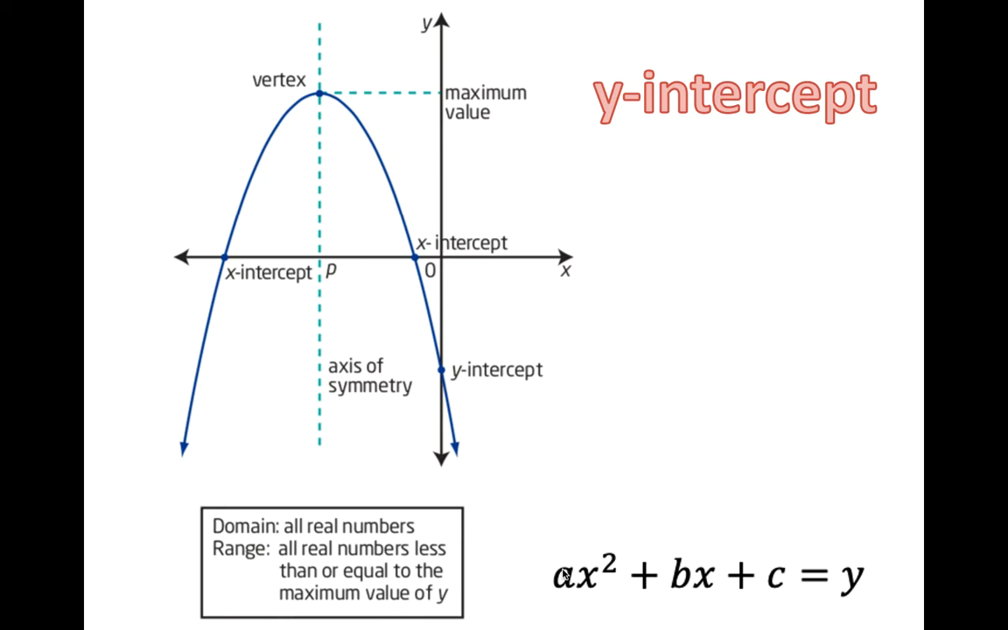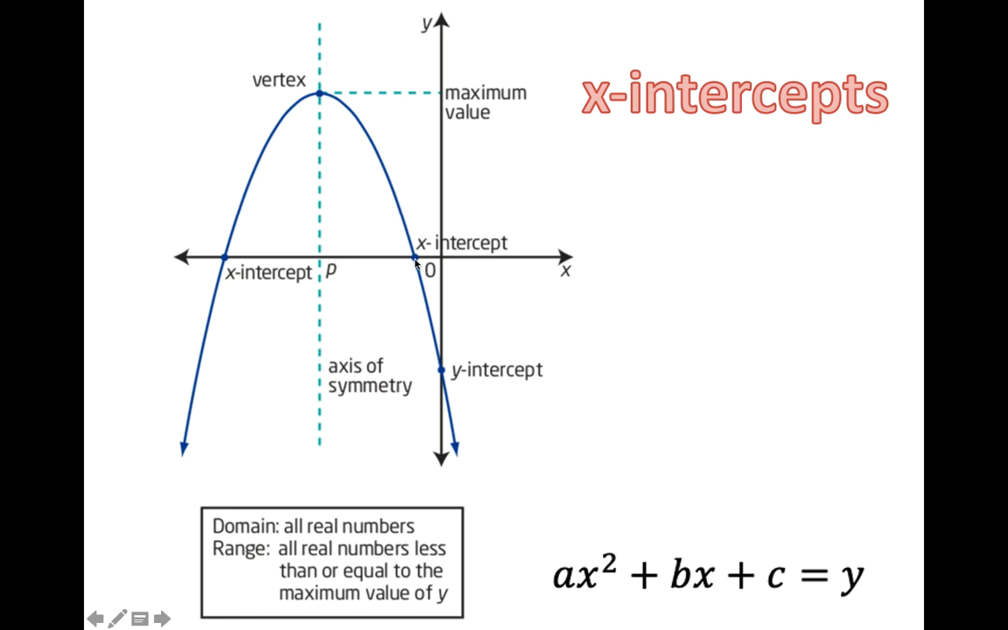How about the y-intercept? Turns out this one's very easy. The y-intercept is the place that the graph crosses and touches the y-axis. So the x value going this way is 0. And if you put a 0 here and here, it shows you that your y-intercept is basically the c. It's the number that sits at the end of the standard form.